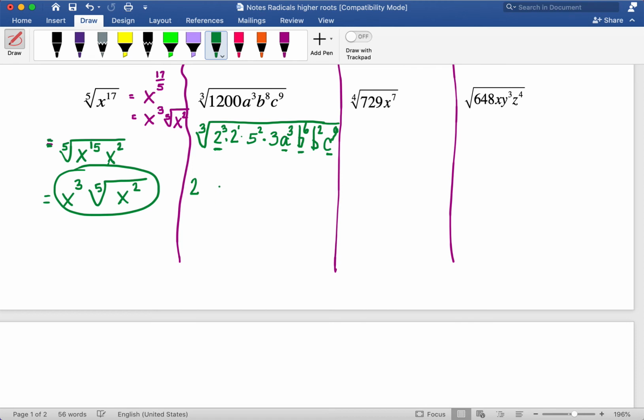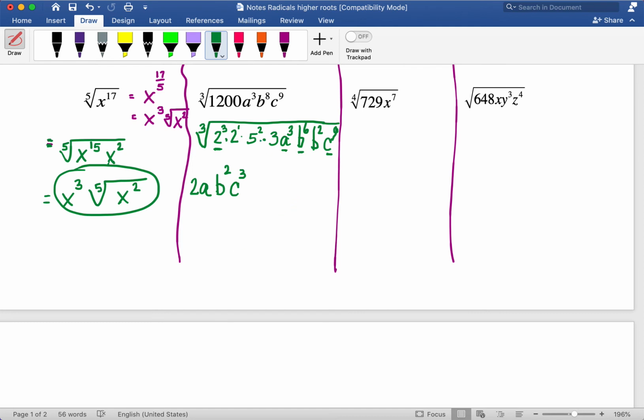A to the 3 over 3 is a to the 1. B to the 6 over 3 is b to the 2. C to the 9 over 3 is c to the 6. Not 6. Sorry. Not 6. C to 9 over 3 is 3. What am I thinking? All right, so far I got 2ab squared c cubed.